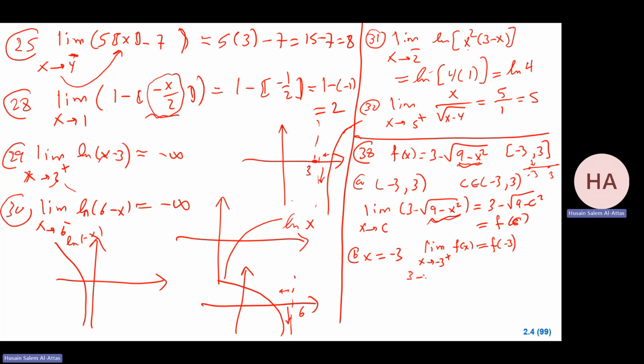It will be 3 minus square root of 9 minus 9, which is 3. And the same thing here, 3 minus square root of 9 minus 9, which is 3. So they are the same, so it's correct. And the same thing for x equals 3. You can check it, where you check the limit as x goes to 3 from the left and this side equals f of 3, which is 2. Just substitute. So the function is continuous in this interval.